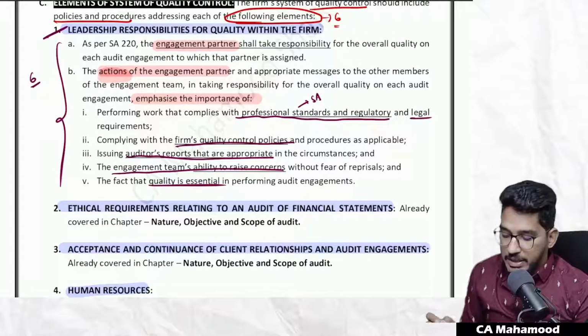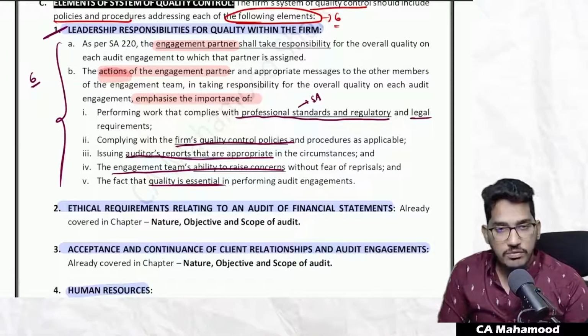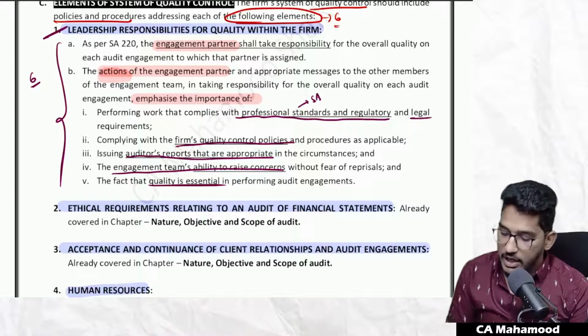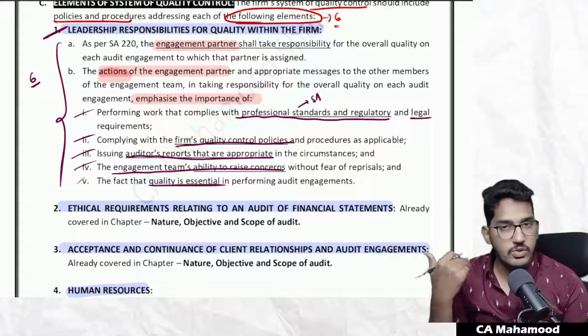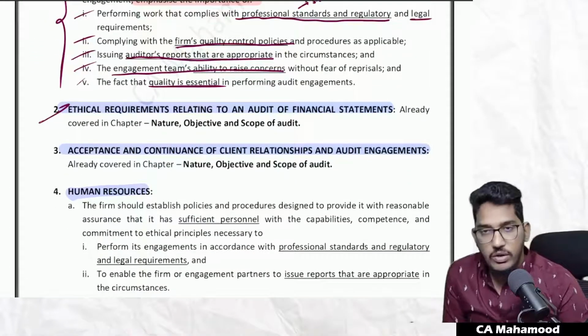Being an engagement partner, you should come forward and take the leadership responsibility. And in order to fulfill that leadership responsibility, you need to highlight these things either by way of your actions or communications to the rest of your engagement team members. Number 2, ethical requirements relating to an audit of financial statements.